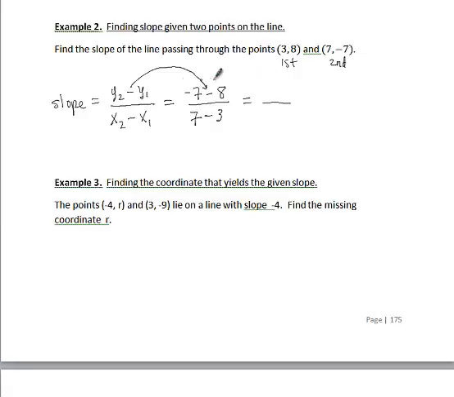On the top, a negative 7 minus 8 is a negative 15. On the bottom, 7 minus 3 is 4. Alright, and we leave the slope this way because 15 and 4 don't share a common divisor, and we only have one negative. So in other words, our line would point downward from left to right. It has a negative slope.